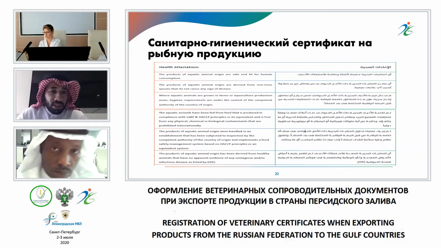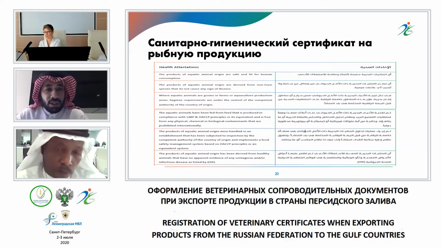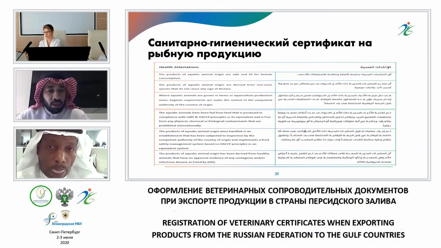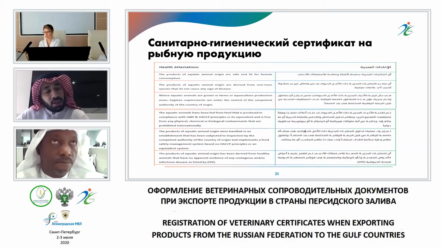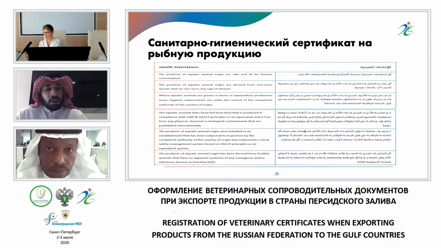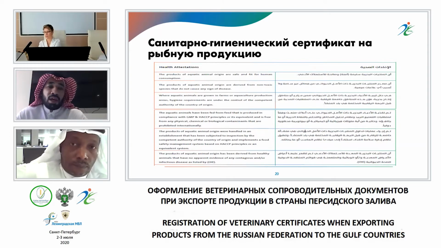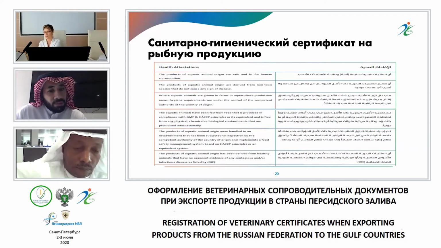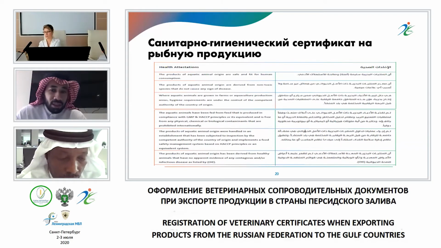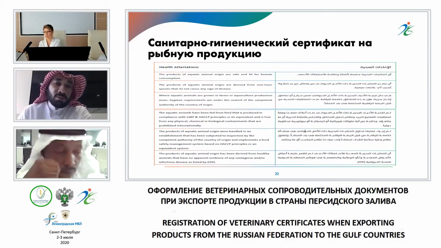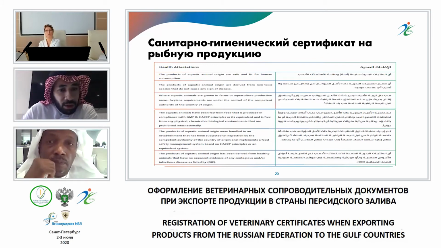So it says basically the products of animal origin are safe and fit for human consumption. The products are derived from non-toxic species that do not cause any signs of disease. So this is specifically for aquatic products. Where aquatic animals are grown in farms or aquaculture production areas, hygiene requirements are under the control of the competent authority of the country of origin. So basically it has the same outcome of the previous point. A supervision is required by the competent authority.